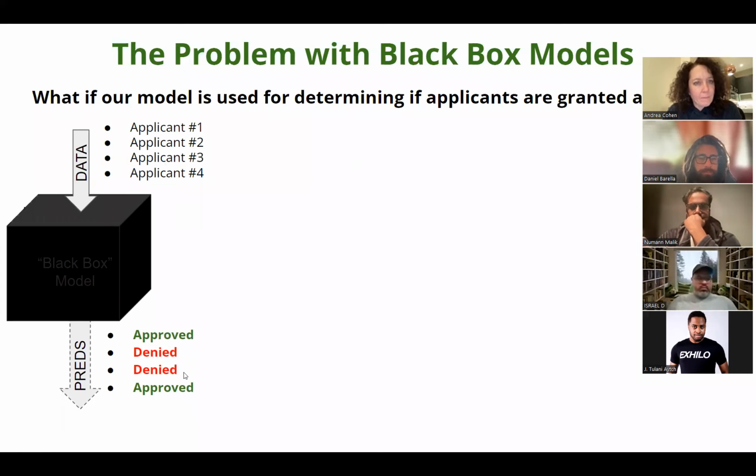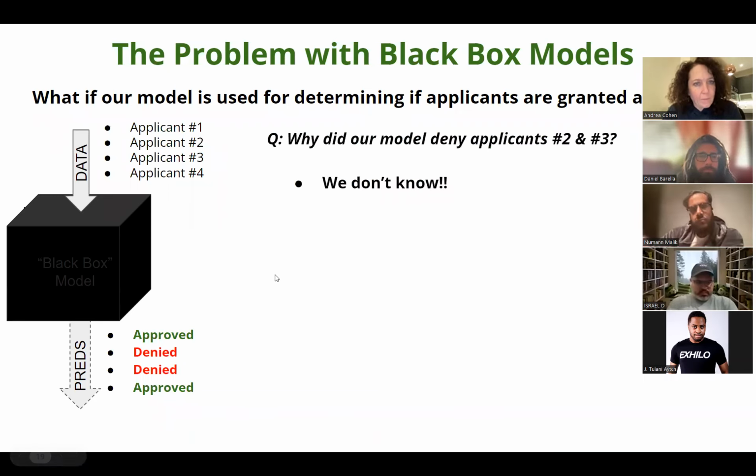Now the question is, this is the data. If you go deeply into the dataset and look at specific rows, sometimes you see, oh, this is the same data, but why is this one disapproved? And we don't know what is happening inside. We can ask, why did our model deny the second and third applications? This is a question mark, right?